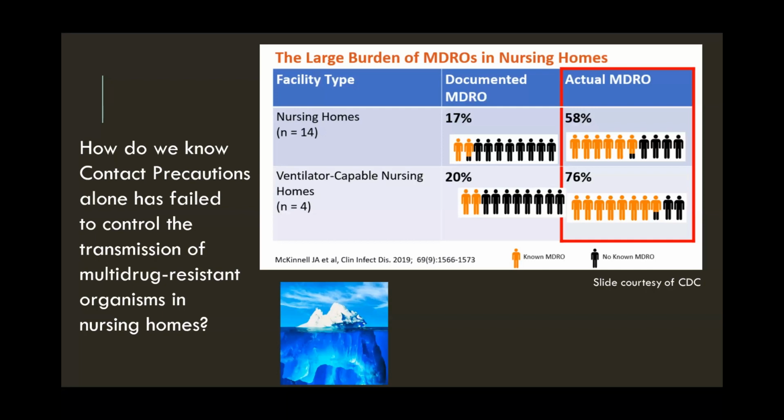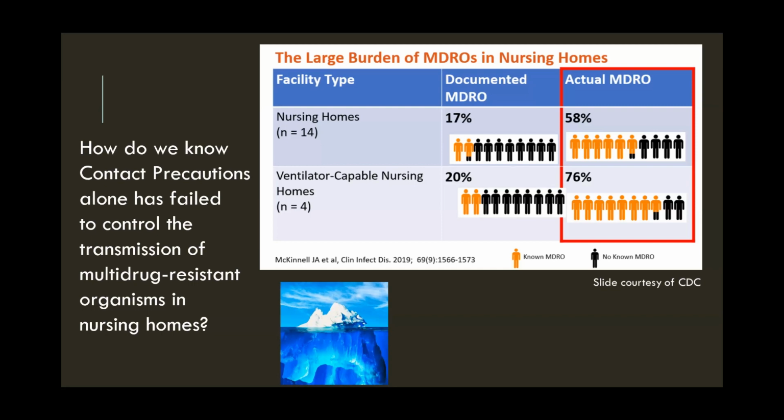How do we know contact precautions alone has failed to control the transmission of multi-drug resistant organisms in nursing homes? This is a study done by McKinnell et al. in the Clinical Infectious Diseases journal. It talks about the large burden of multi-drug resistant organisms in nursing homes. The study focused on 14 nursing homes. In those facilities, the documented multi-drug resistant organisms were 17% of the residents. However, there were actually 58% that had an MDRO, and of course, all of them were not documented.